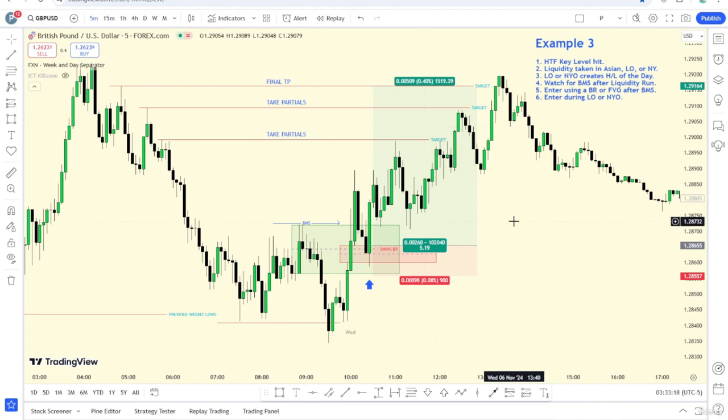So this is another example that you can actually study, and also go into your own charts and try to formulate even more examples.